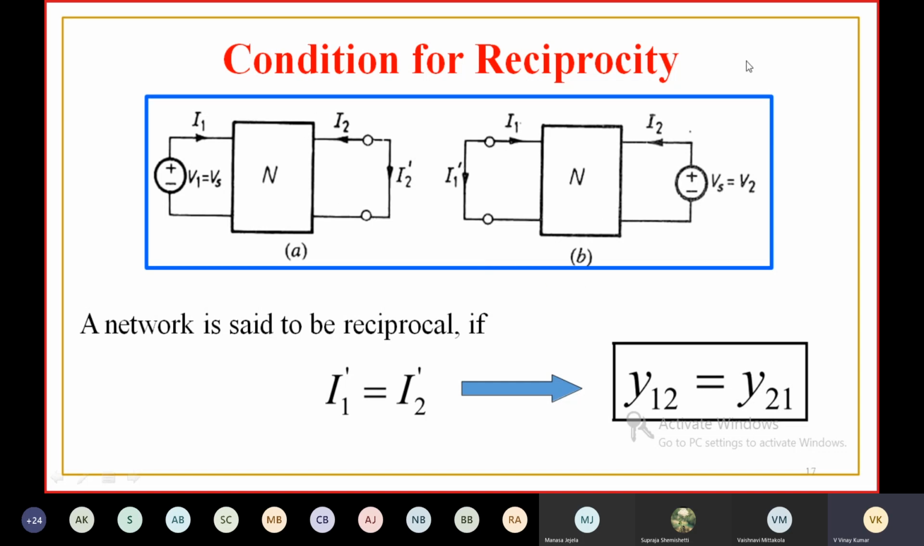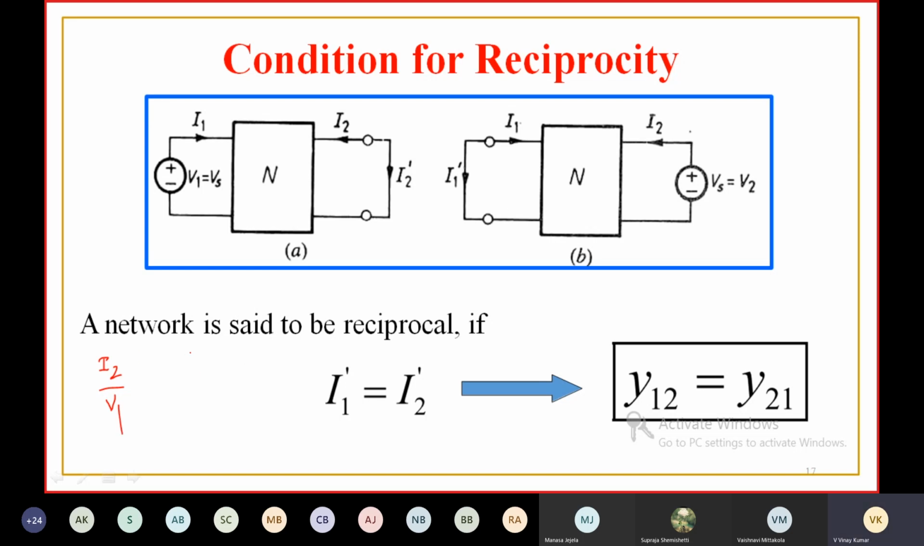You know the reciprocity theorem, right? The ratio of response to excitation is constant even though the input and output terminals are interchanged. So you interchange the input and output terminals, then the ratio of response to excitation will be constant. So here in this network, what is the ratio of response to excitation? The ratio of response to excitation is I2 by V1.